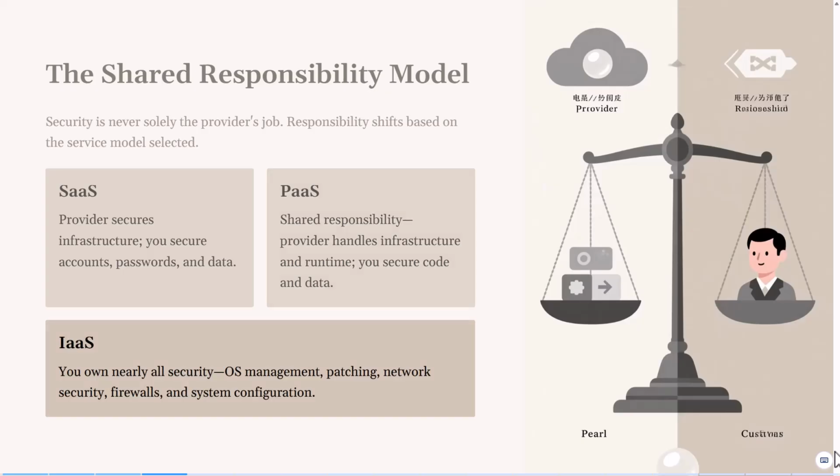In IaaS, we have the most responsibility. We must manage the OS, patches, firewalls, network rules, and system settings. Understanding this model is extremely important. If we do not know our responsibilities, attackers can find and use security gaps.